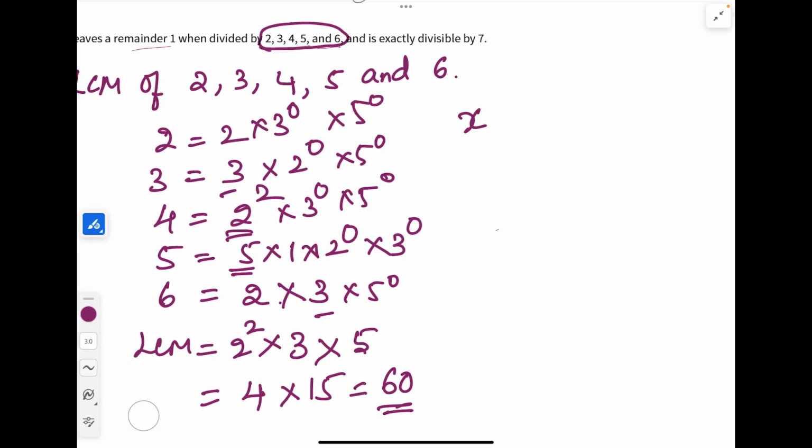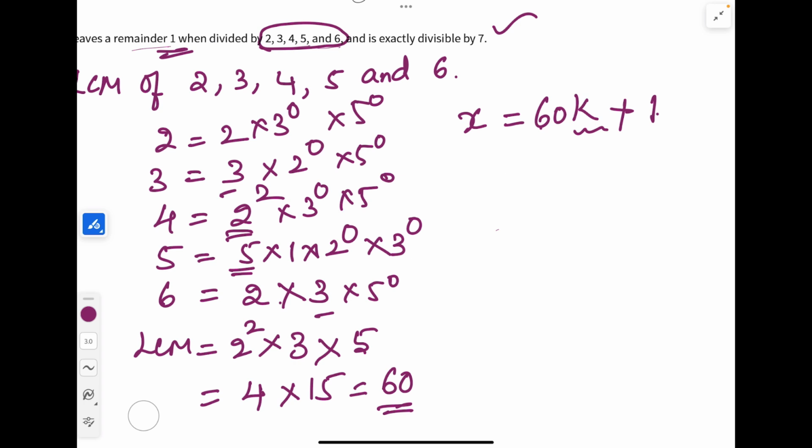Let the required number be x. The general form can be written as LCM into some positive integer k, plus the remainder. The remainder is 1. Now we have to try and check what k is so that the final number is divisible by 7. If we put k as 1, we will get 60 plus 1, 61. 61 is not divisible by 7. If we put 2, 60 into 2 is 120, 120 plus 1 is 121. 121 is not divisible by 7.